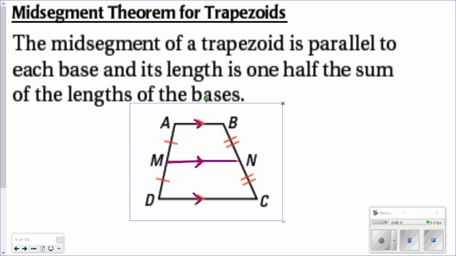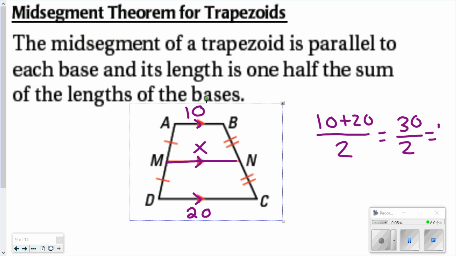So what that means is that if this was 10 and this length was 20, and we wanted to figure out what is the length of our midsegment, we would add up our two bases, 10 plus 20, and we would divide that by 2. So when we plug that into our calculator, 10 plus 20 is 30. Divide that by 2, we would get 15. Now remember that midsegment should be a number in between your two bases, so it should always be greater than the small base and smaller than the large base.